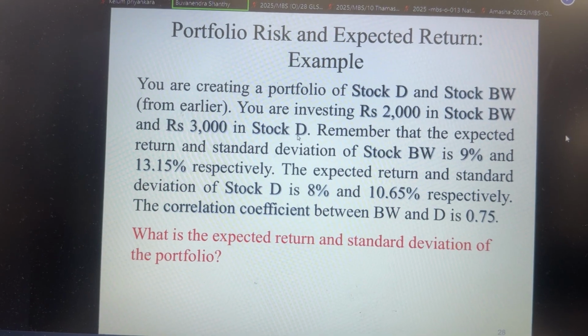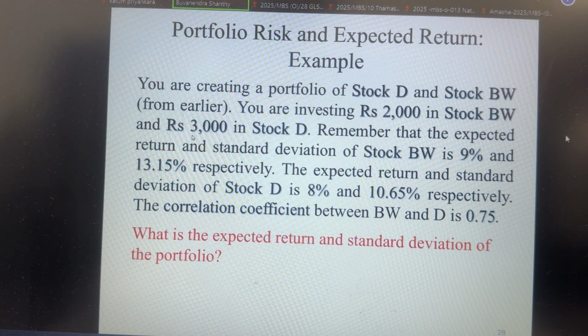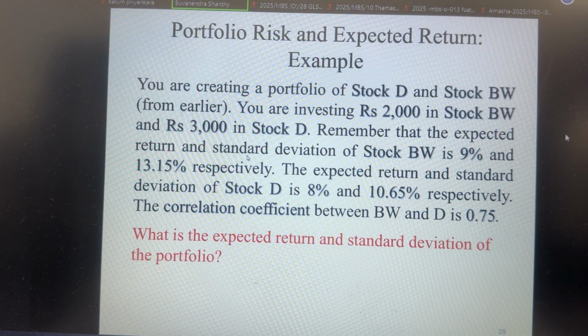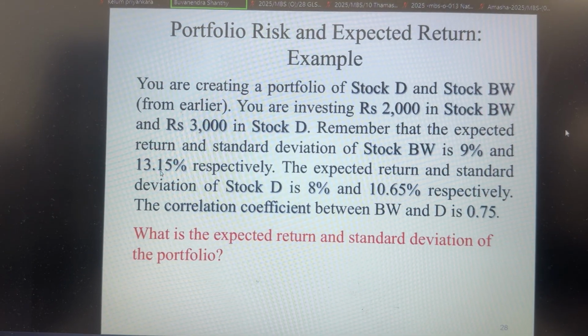In BW, 3,000 in stock D. Total investment 5,000. Out of this, 2,000 for BW, 3,000 for stock D. Then expected return and standard deviations are given: 9% and 13.15 for BW. For stock D, 8% and 10.65.